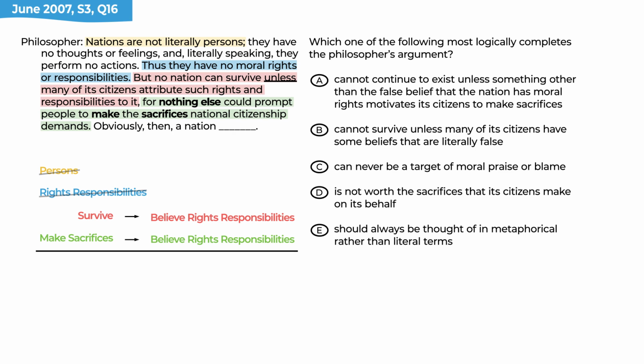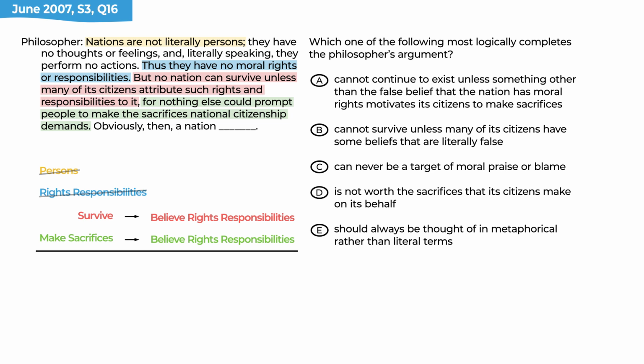And then we're told, for nothing else could prompt people to make the sacrifices national citizenship demands. Well, nothing else could prompt people to make the sacrifices that national citizenship demands. If nothing else can do it, then making those sacrifices, that has a demand. The demand is that people believe that nations have rights and responsibilities. So we have a couple of conditional relationships, both ending in the outcome that people believe that nations have rights and responsibilities. And we have a couple of statements before that nations are not literally persons and that they don't have moral rights and responsibilities.